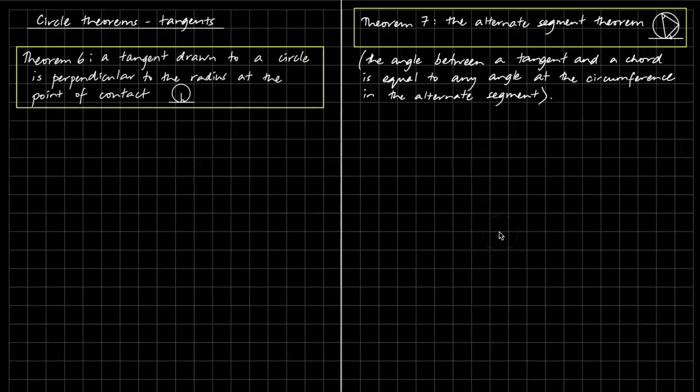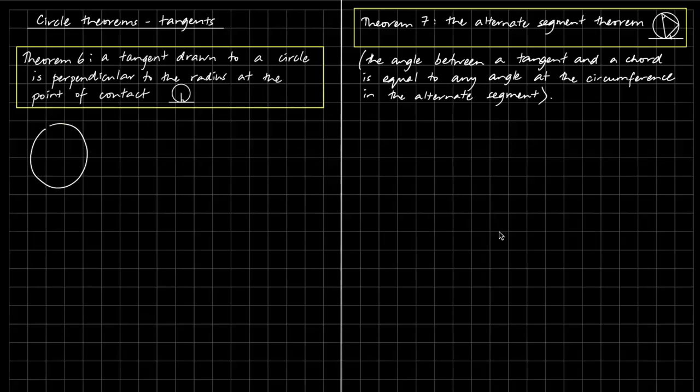In this video I'm going to go through the two circle theorems that relate to the way that tangents particularly interact with circles. A tangent being a line which just touches the circumference at one point. And so theorem 6 says that any tangent drawn to a circle is perpendicular to the radius at that single point of contact. So we'll have a go at proving this one here.